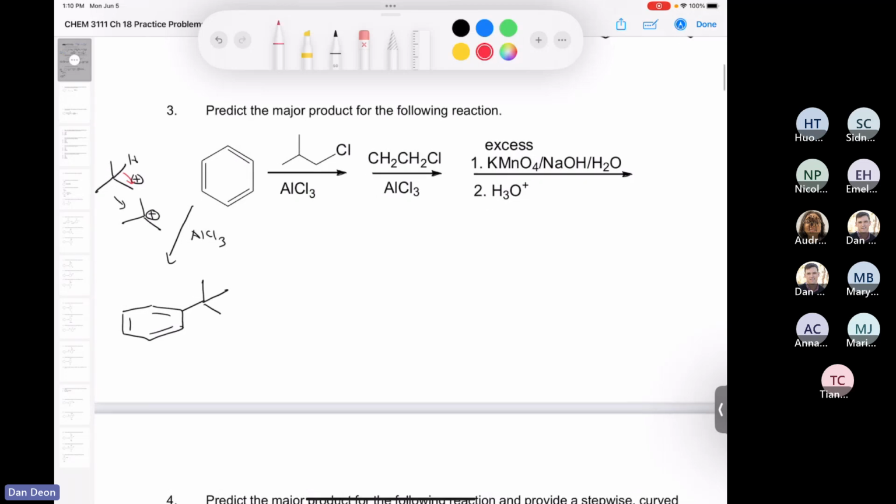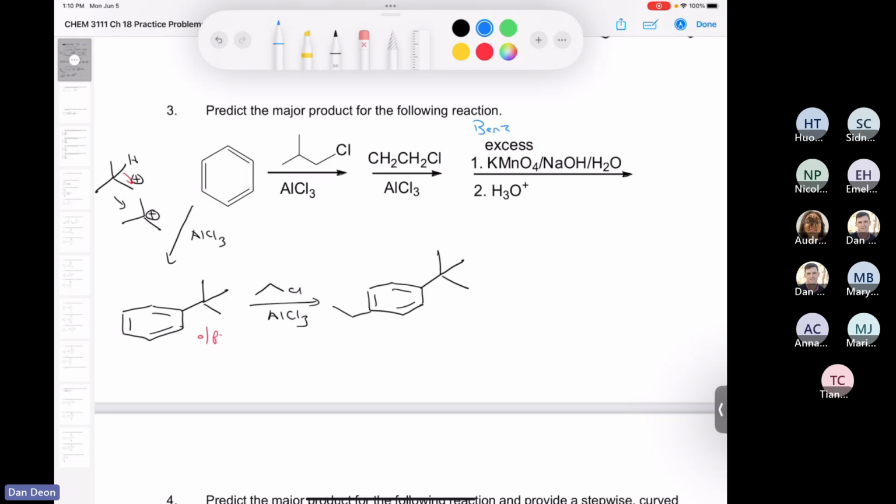Remember, an alkyl group is a weak activator, and it's an ortho-para director. So now we're adding an ethyl group, and that's going to go not in the ortho position, since this is so sterically hindered. It's going to go in the para position. So we're taking ethyl chloride and aluminum chloride, and we end up with para-ethyl tert-butylbenzene. And the last step is benzylic oxidation. So this is a two-step process.